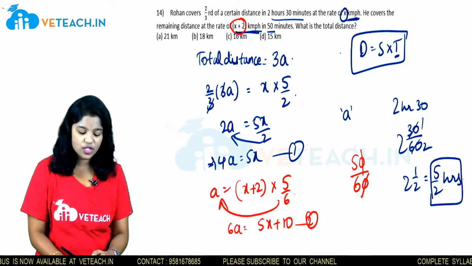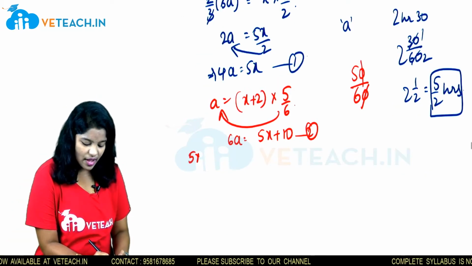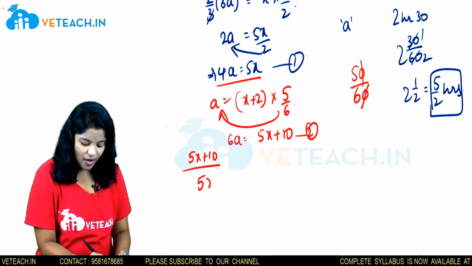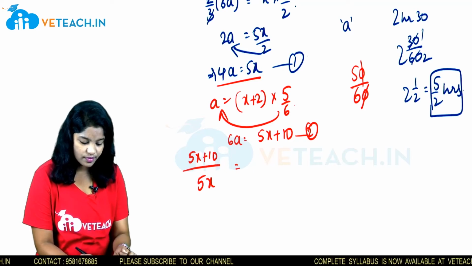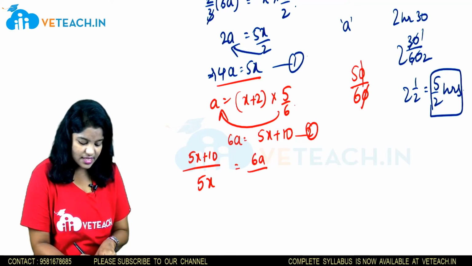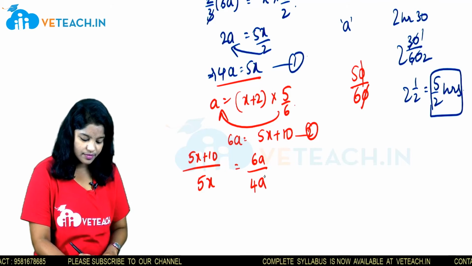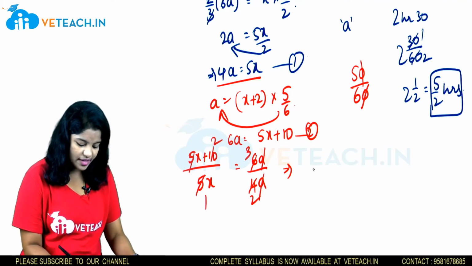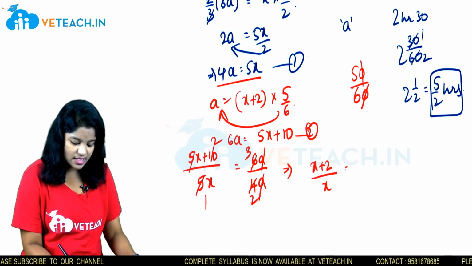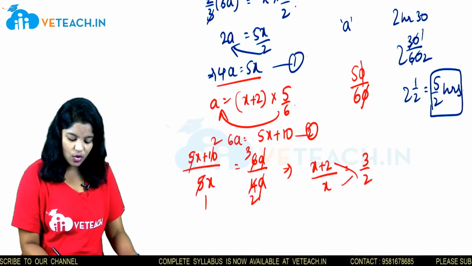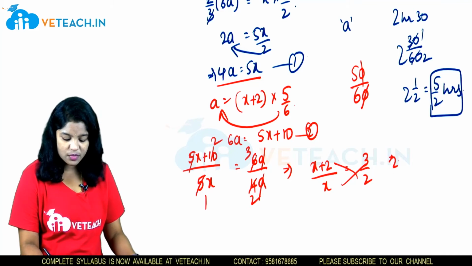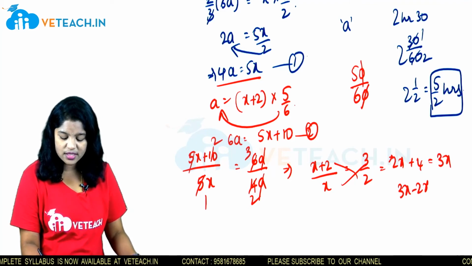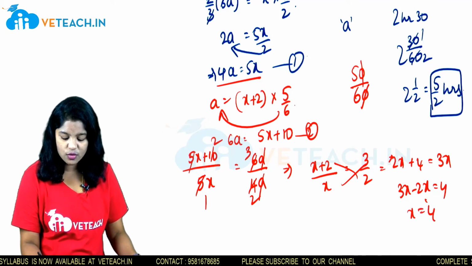Now divide the second equation by the first equation. So 5x plus 10 by 5x is equal to 6a by 4a. So that is equal to 3 by 2. If you take 5 common here, we will get x plus 2 by x is equal to 3 by 2. Cross multiply this, we will get 2x plus 4 is equal to 3x. Now 3x minus 2x is equal to 4. x is equal to 4.